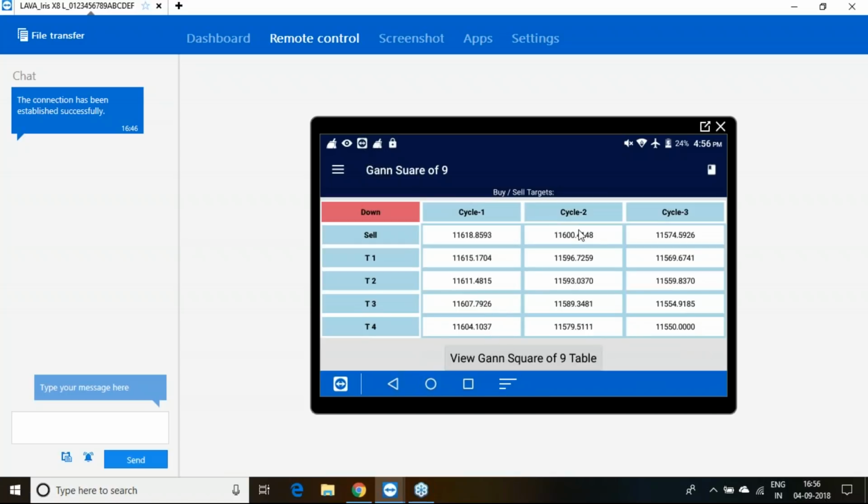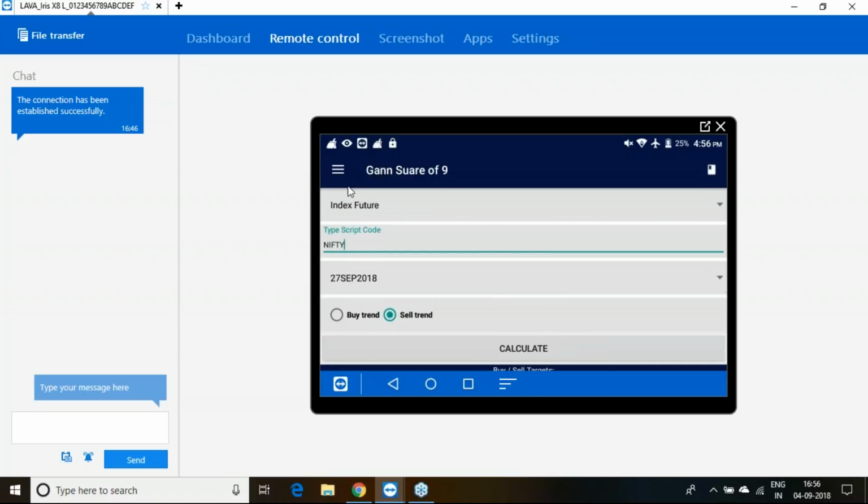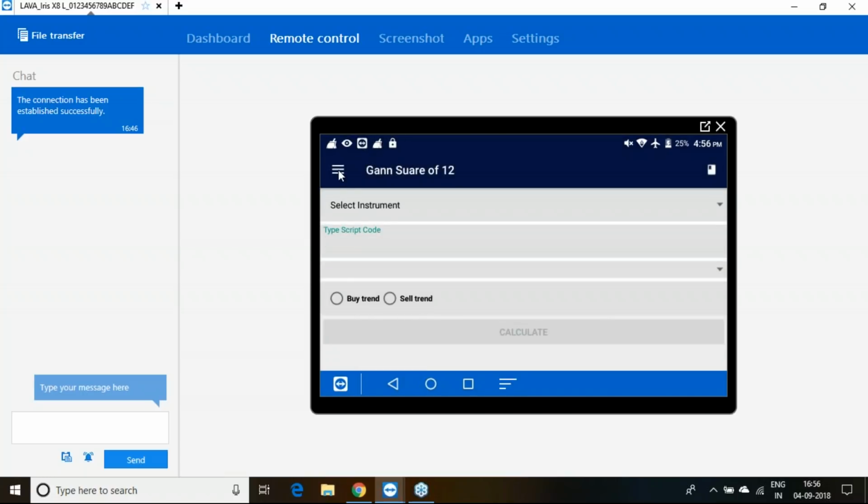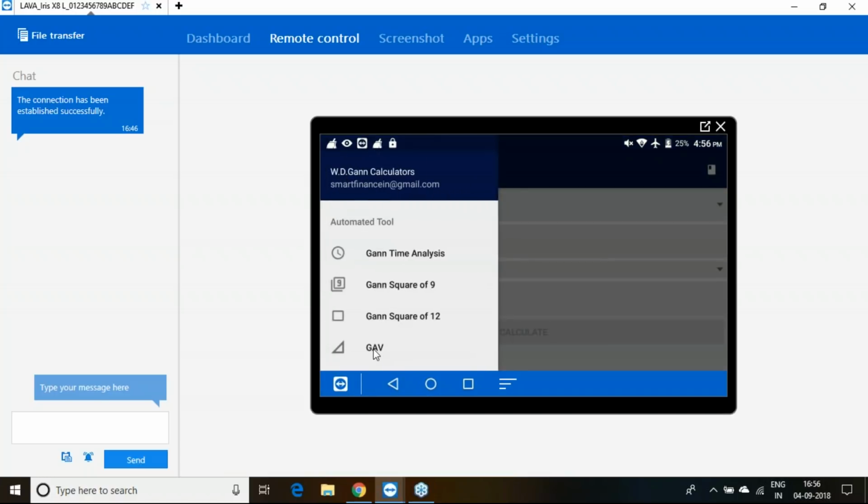Once you go for the second cycle, the first cycle's last target will act as a stop loss, and once you go for the third cycle, the second cycle's last target will act as a stop loss. So this is the method of Gann square of 9. In the same way we have given Gann square of 12 and we have given the Gann angle and volatility.